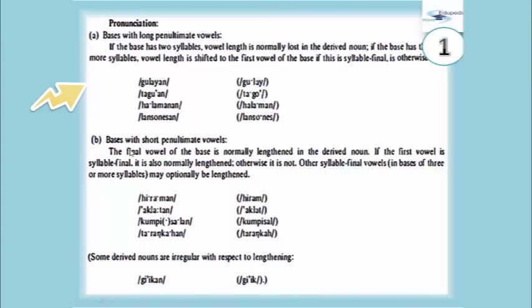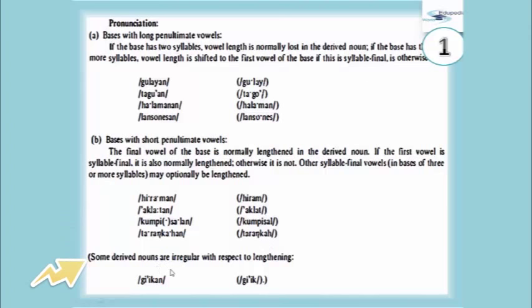Second one, for the pronunciation, we have the bases with short penultimate vowels, and the final vowel of the base is normally lengthened in the derived noun. If the first vowel is syllable final, it is also normally lengthened, otherwise it is not. Other syllable final vowels in bases of three or more syllables may optionally be lengthened. For example, hiraman, hiram; aklatan, aklat; kumpisalan, kumpisal; tarangkahan, tarangkahan.